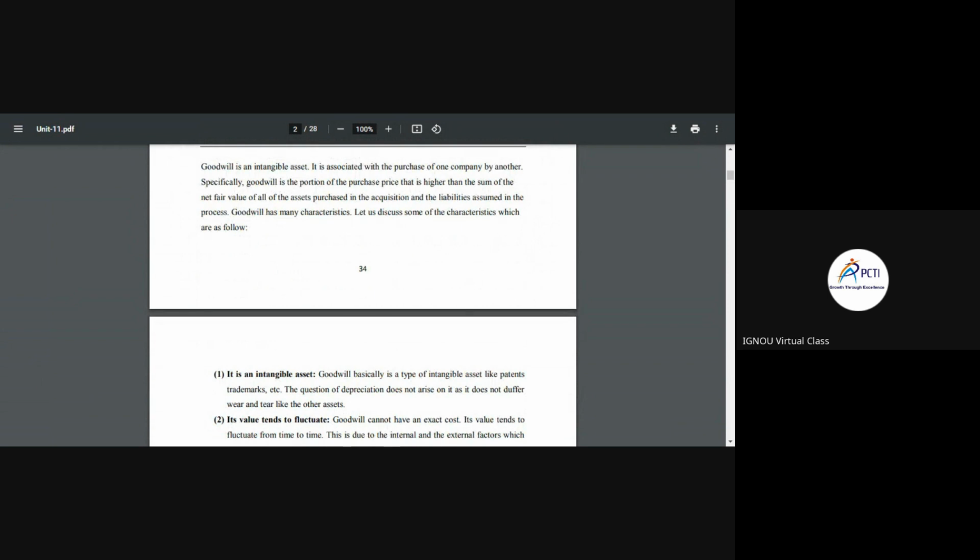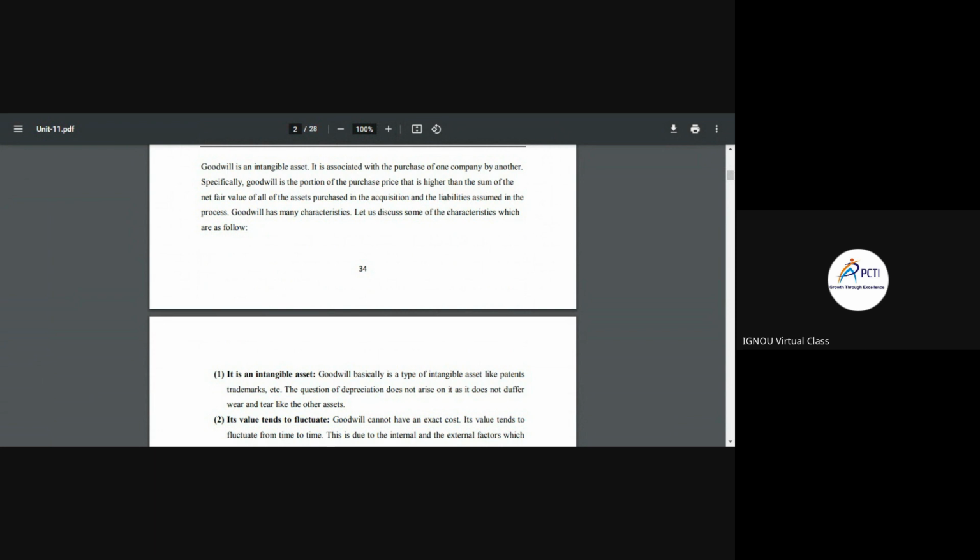First of all, it is associated with the purchase of one company by another. Specifically, goodwill is the portion of the purchase price that is higher than the sum of the net fair value of all the assets purchased in the acquisition and the liabilities assumed in the process.